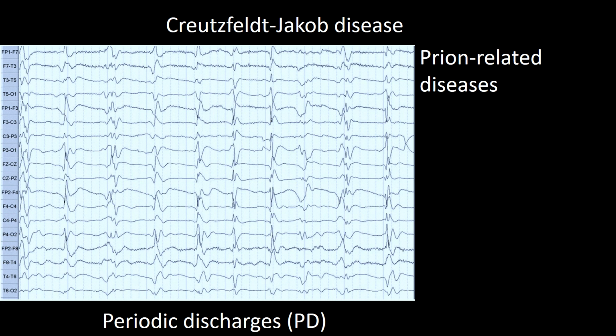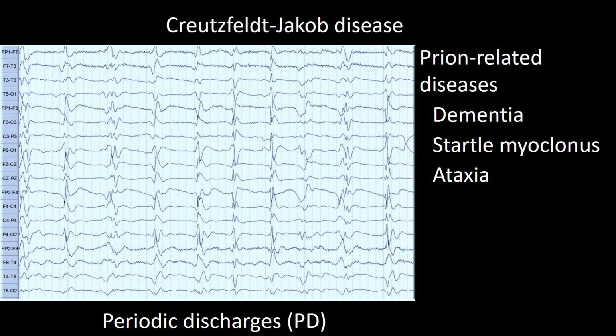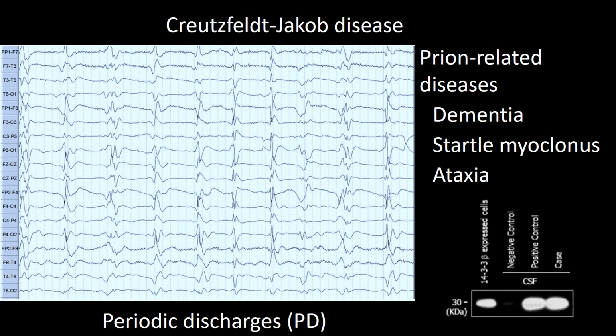CJD can be sporadic, familial, and acquired. CJD courses with dementia, startle myoclonus, and ataxia. CSF studies may be positive for the presence of 14-3-3 protein, as it was in this case.